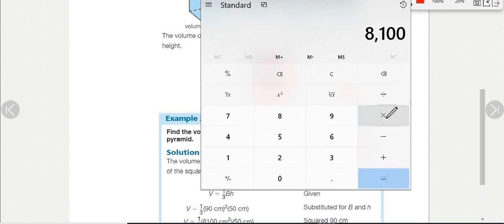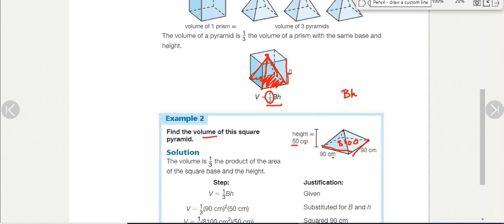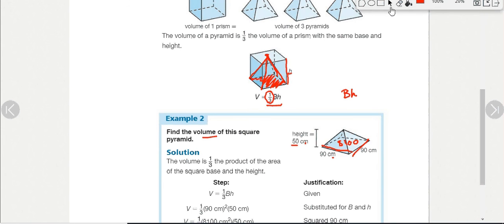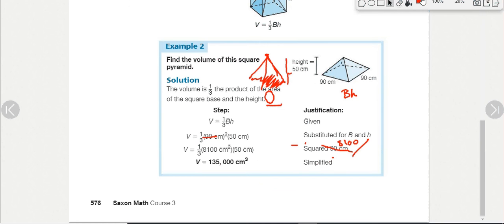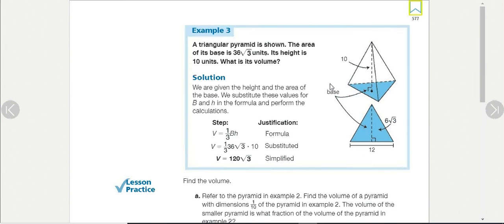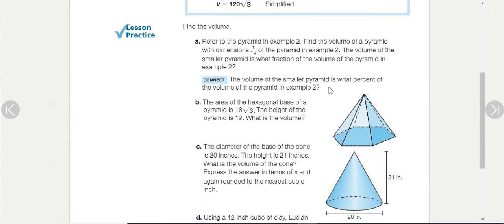8,100 times 50 is 405,000. Divide by 3, or times a third, same thing. 135,000 is what I'm getting. Centimeters cubed. Excellent. Now, example 3 is going to help you when you try to do example lesson practice B.